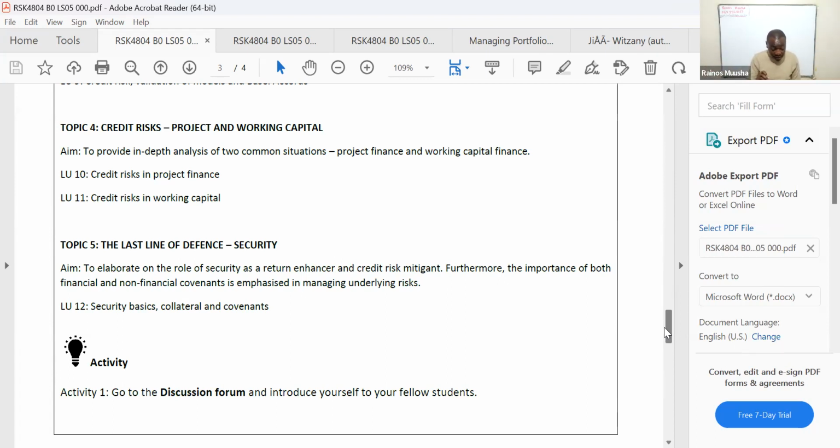So there's going to be 12 learning units. We're going to cut it down to 12 learning units. But within these 12 learning units, they are now taking material from this chapter. One learning unit will be covering this chapter and that chapter, and another learning unit will be covering different chapters as well. So we're going to be rearranging the platform for RSK4805. Are we on the same page when it comes to RSK4804? Any questions?